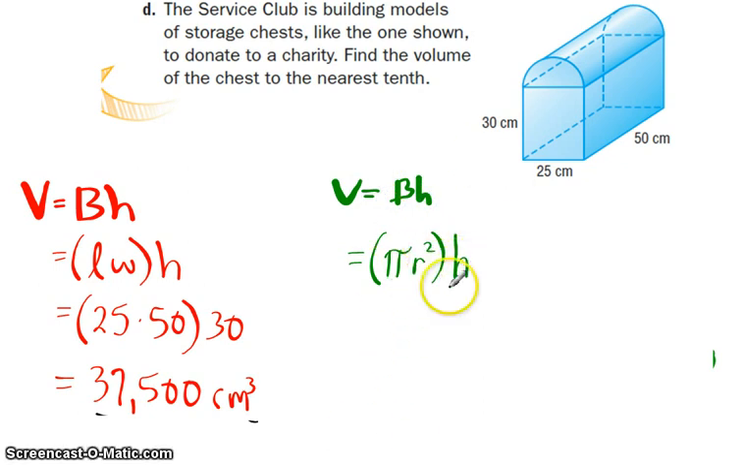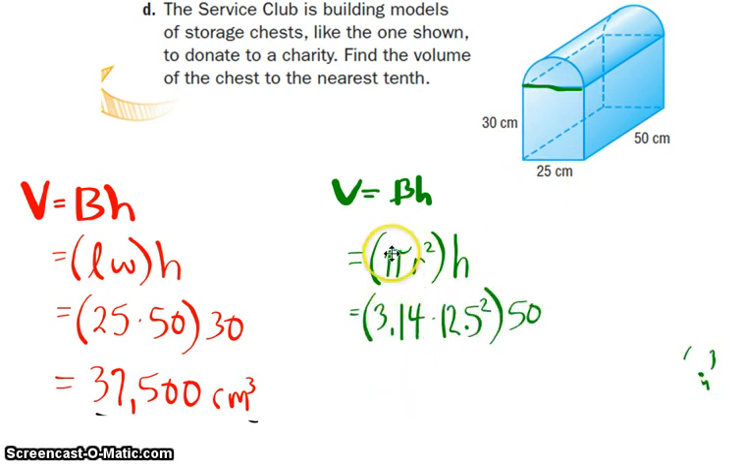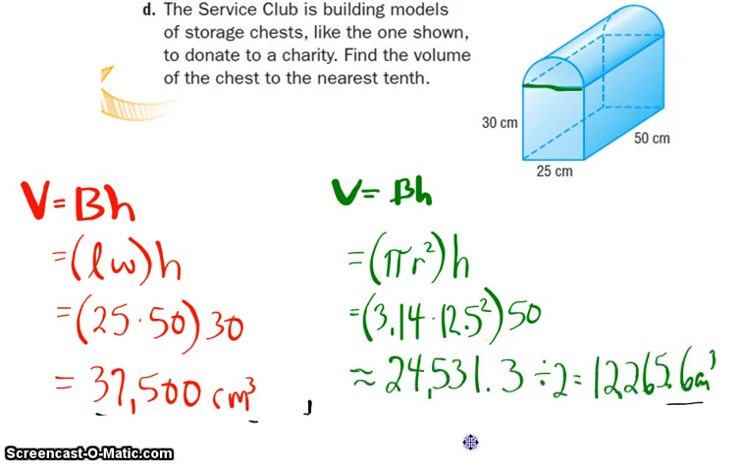Now, your radius, here's your diameter, right? If you think of that circle swinging down, here's your diameter. So your radius is going to be half of that. Okay, so half of 25 is 12.5. So we're going to take 3.14 times 12.5 squared times the height of our cylinder, which is 50. Okay? Multiply that out, you get 24,531.3.